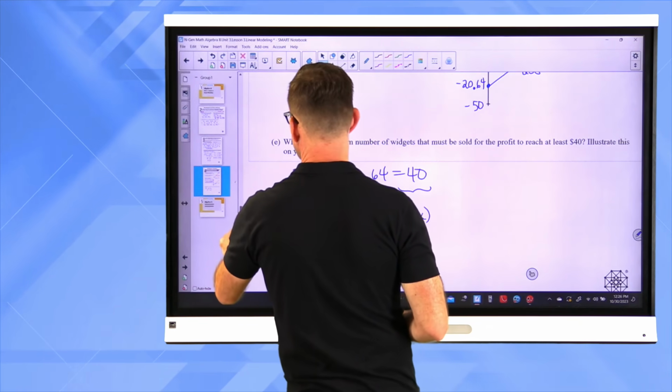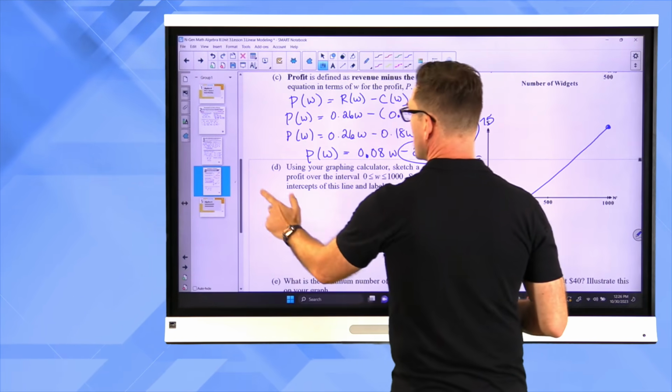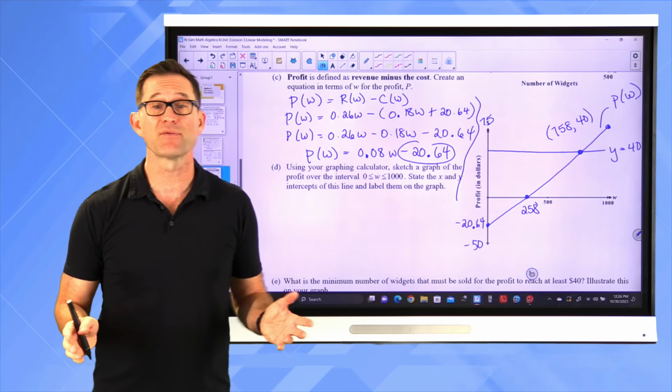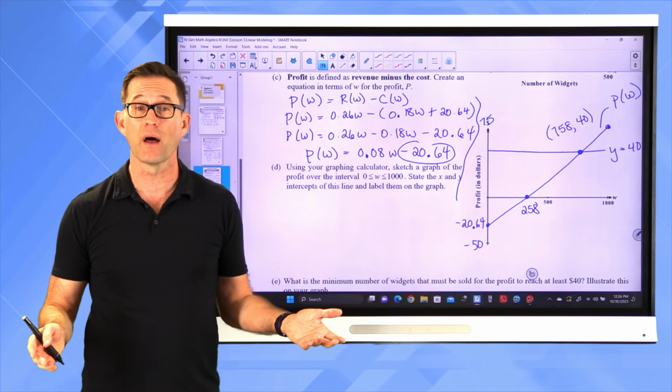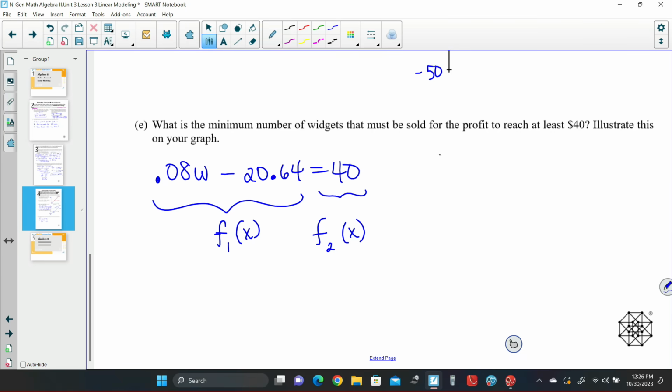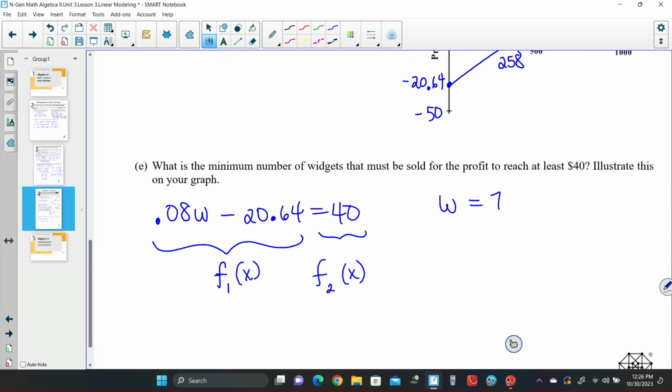Let's get all of that on our graph. Let me go back to here. So I'm going to graph y equals 40. Put my point down. I'm going to have 758 comma 40. I'll label this graph my profit as a function of my widgets. And therefore, the minimum number of widgets that would have to be sold in order to make a profit of $40 is 758. Make sure, did I say? Yeah, 758.